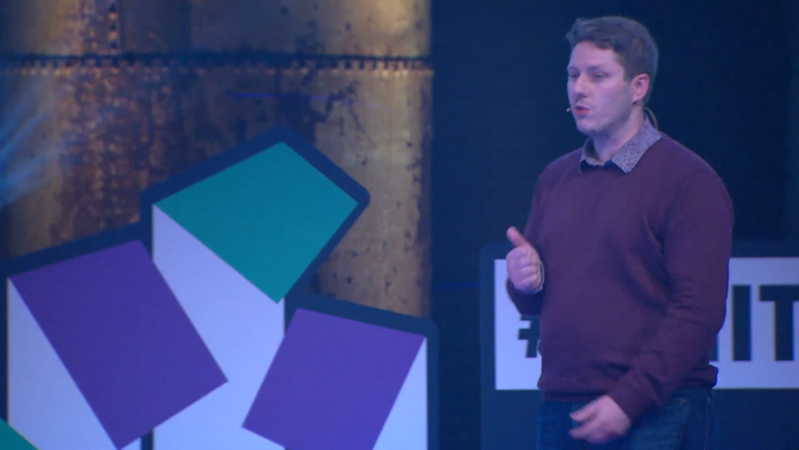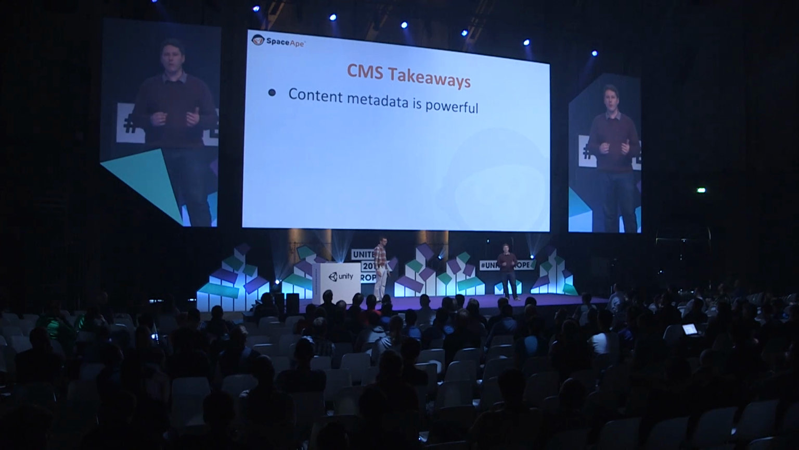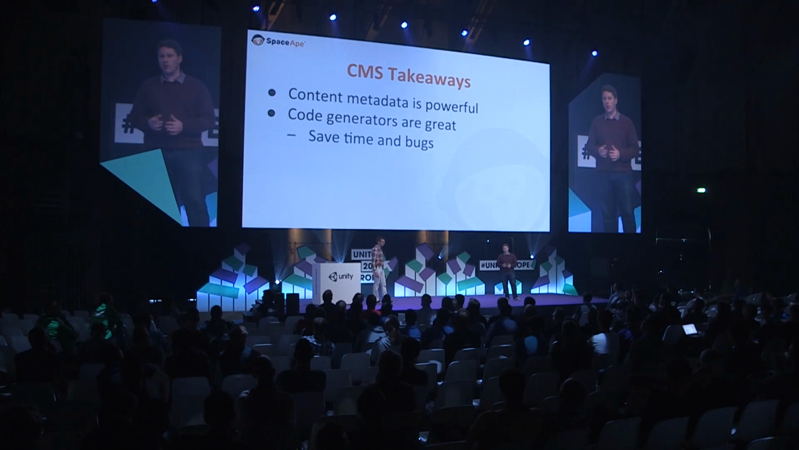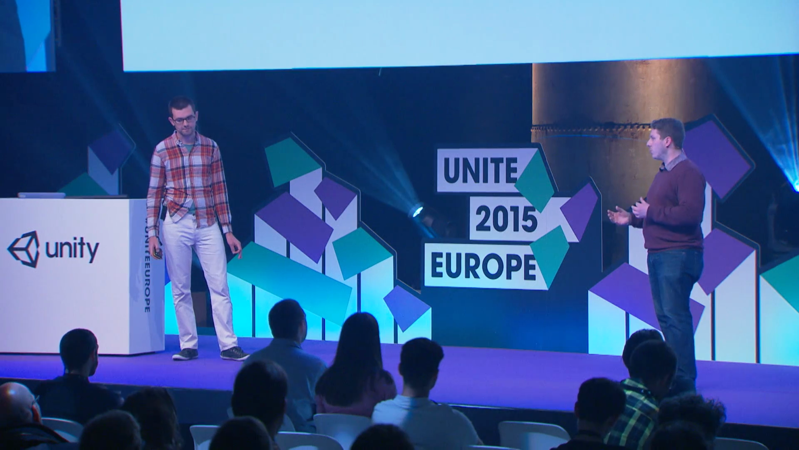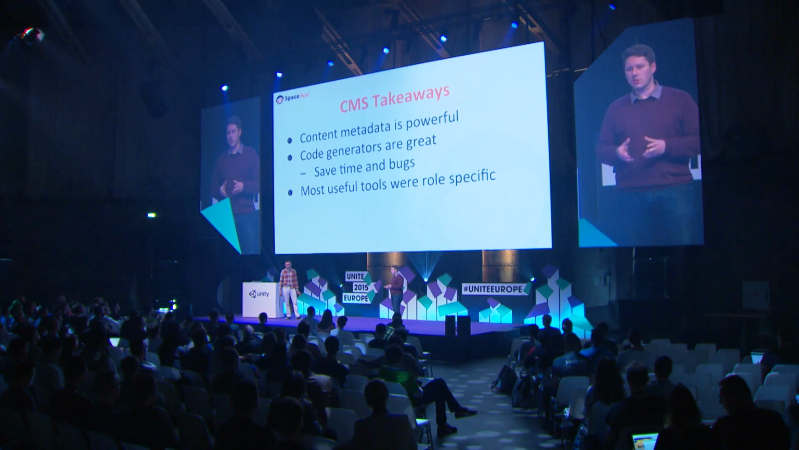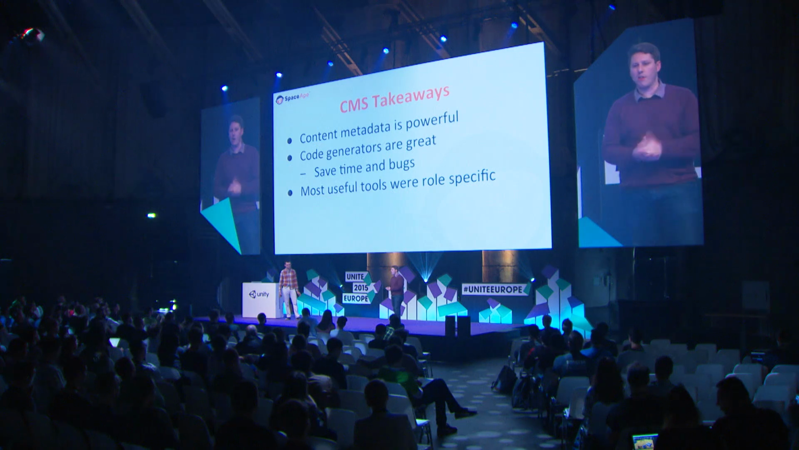The content metadata is super powerful. It lets you add all kinds of additional tooling around your stuff, and also lets you put in code generators, which are great for saving you a bunch of time writing boilerplate code, and they prevent you making loads of simple duplication bugs between client and server implementations. And most of the useful tools we had were role-specific, so just like the Google Spreadsheets integration or the in-Unity editor for the developers, if you focus on a specific role, you get much more benefit out of that.